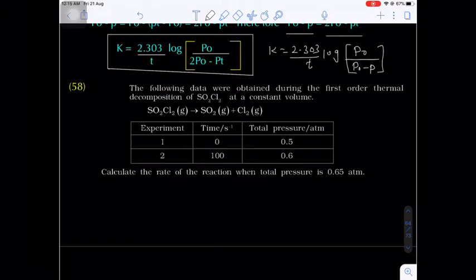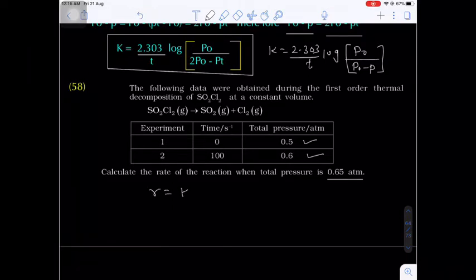Time is given initially T0. After 100 seconds, the total pressure developed in the container will be 0.5 atm and 0.6 atm. Calculate the rate of the reaction when the total pressure becomes 0.65 atm.